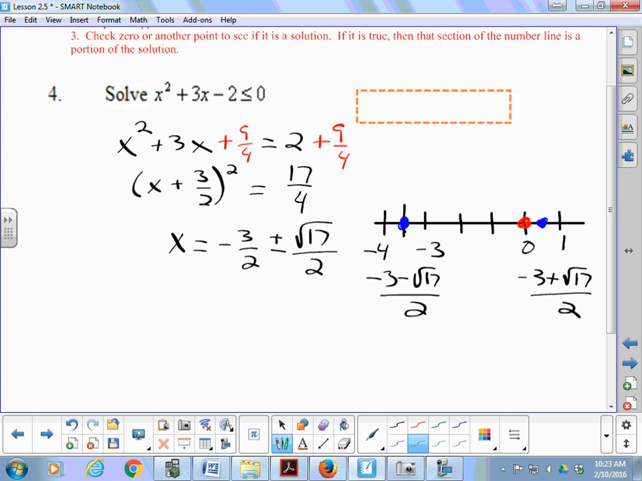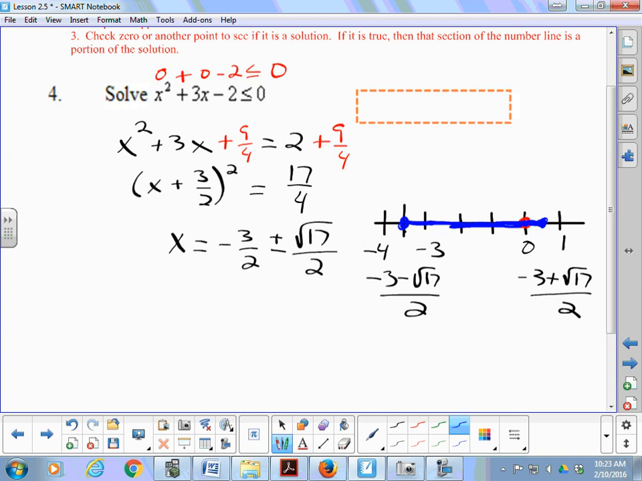Absolute value and quadratics work just like that. So when I put 0 in, we get 0 plus 0 minus 2 is less than or equal to 0. Is that a true statement? Yes. So my answer is this area between them. It works with quadratics and with absolute value. Now, there are exceptions to them, of course.